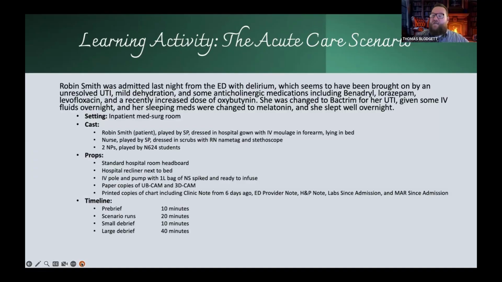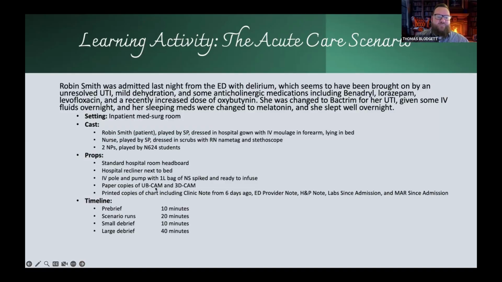So Robin again is acted by a standardized patient, and the other character is a nurse, who is actually one of our simulation center faculty. Goes in and plays the nurse, and they're given a script and they're wearing scrubs. And this is not someone that the students will have encountered before. So this is a new face, and really plays the role to perfection.